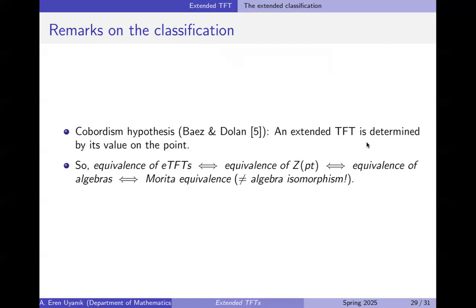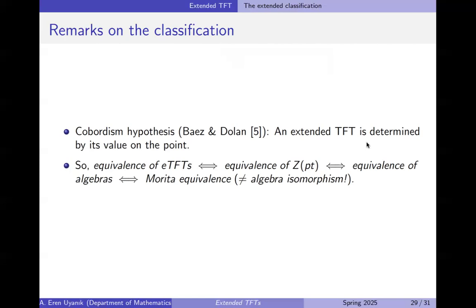And in the category of Frobenius algebras, equivalence is given by Morita equivalence. So if we had taken algebra isomorphism, we couldn't have the correct notion of equivalence of ETFTs. That's why we take Morita equivalence as equivalence instead of the strict one, the isomorphism.